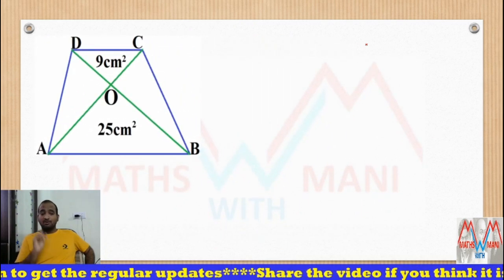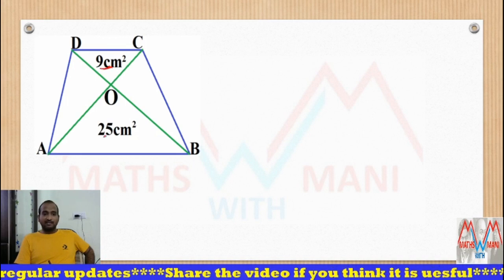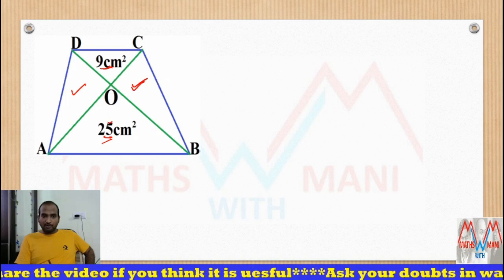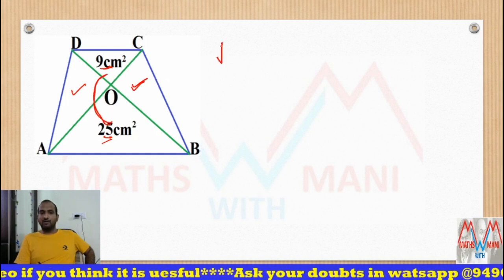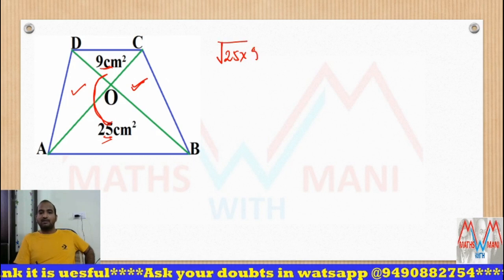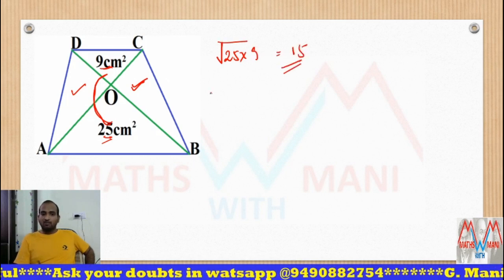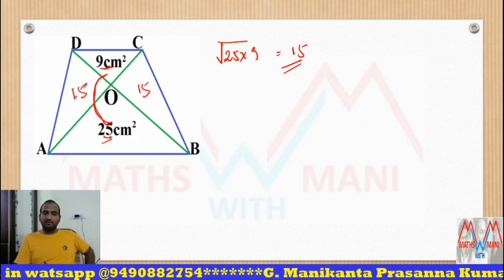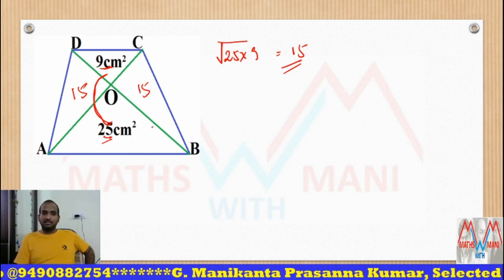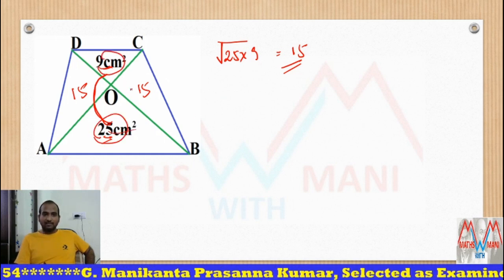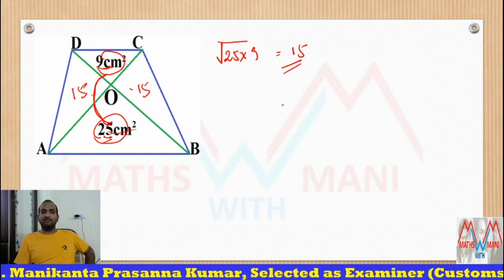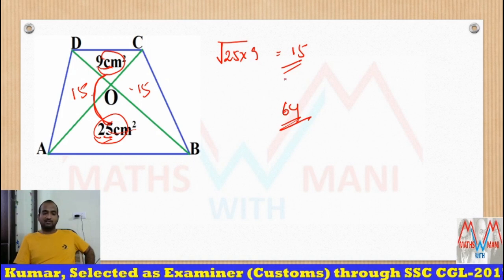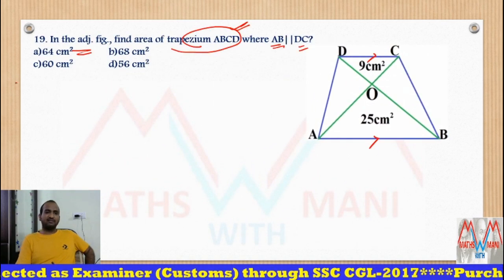So in the trapezium, I told you already, when this is 9 and this is 25, please remember these two should be equal, and each is the square root of the product of these two, that is square root of 25 into 9, how much? 225, that is 15. So the area of this triangle is 15, and this one is also 15. Now find the area of the total trapezium, that is 25 plus 9 plus 15 plus 15, that is 39 plus 25, 64. So 64 is the correct answer. That is the first option.